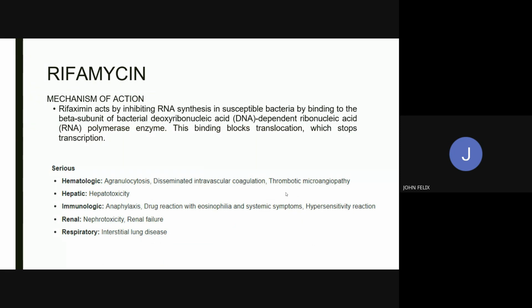And the last one is rifamycin. Rifamycin is an RNA synthesis inhibitor. Rifamycin acts by binding to the beta subunit of the DNA-dependent RNA polymerase enzyme. This binding blocks the translocation, which will stop the transcription process. Transcription is nothing but the formation of RNA from DNA. When this enzyme is inhibited, the transcription process is stopped and RNA cannot be formed.